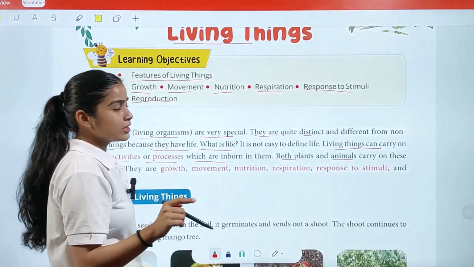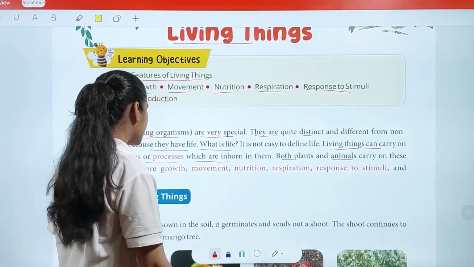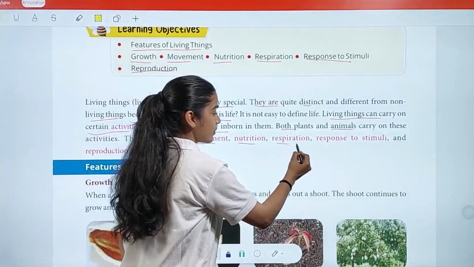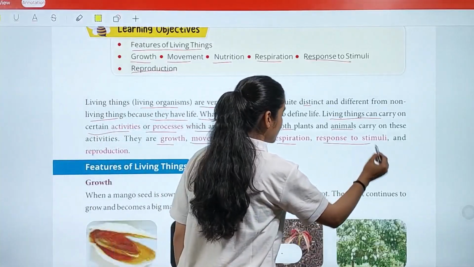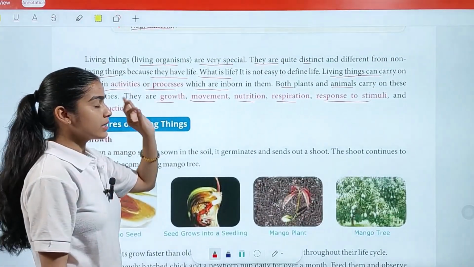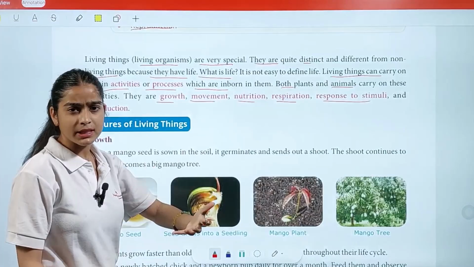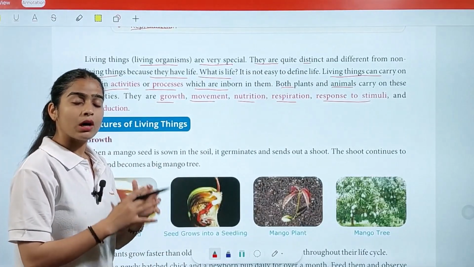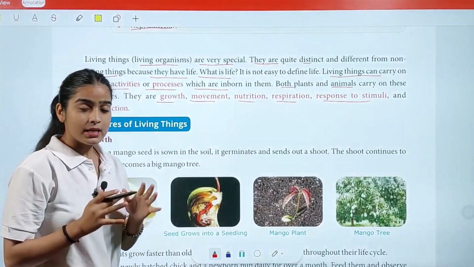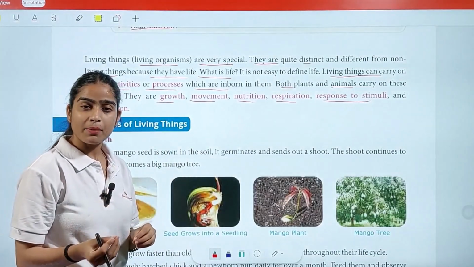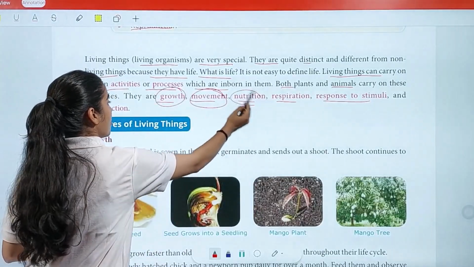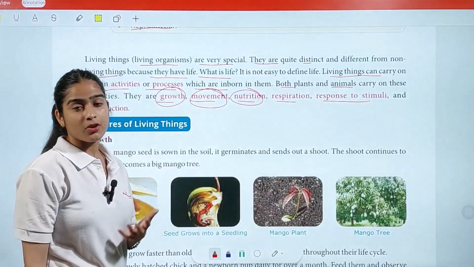So now the question is, ma'am, what are the activities? The activities are growth, movement, nutrition, respiration, response to stimuli and reproduction. So these are the activities the human beings have, basically the living things have, which they go through throughout their life, that we call them living things. So if someone asks you what you understand by living thing, these activities performed by the things, those are your living things.